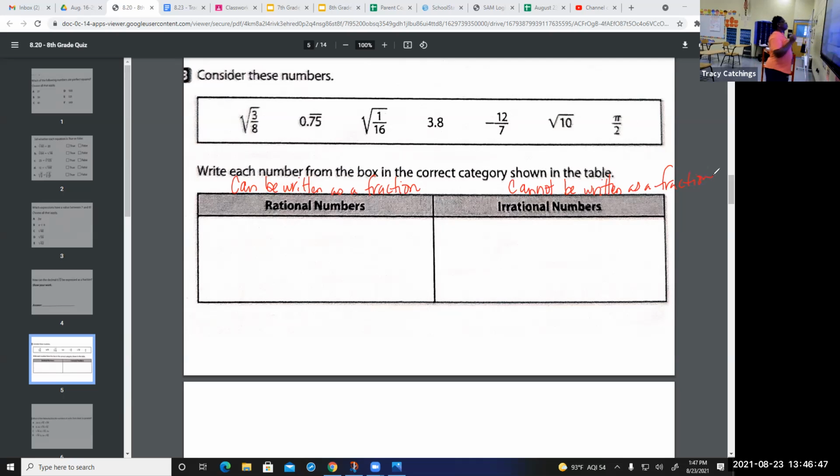First we got square root of 3/8. If I would separate that, I would get the square root of 3 and the square root of 8. And neither one of those is a perfect square. So that means square root of 3/8 would be irrational. You would say not a perfect square. All right, we got 0.75 repeat. Now the last problem, we wrote a repeated decimal as a fraction. So that means this will be a rational number.